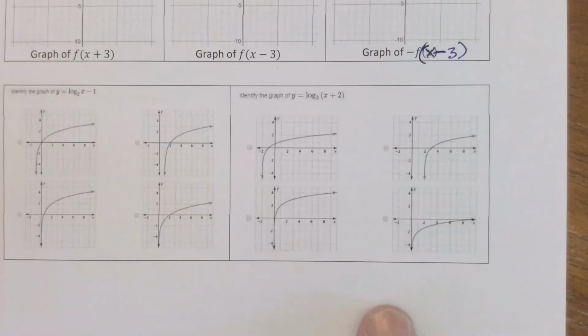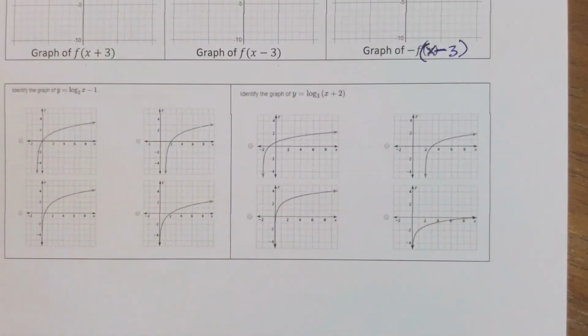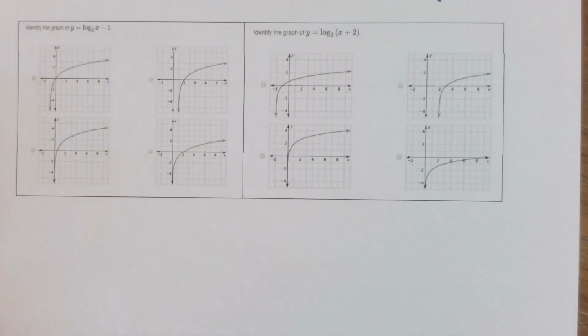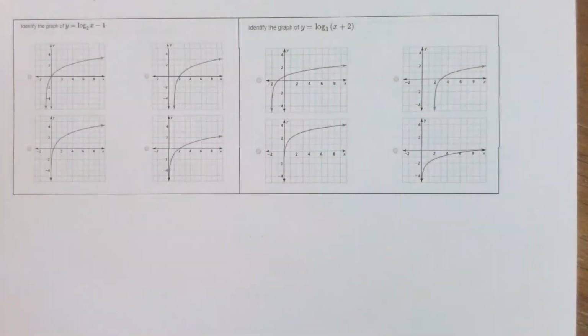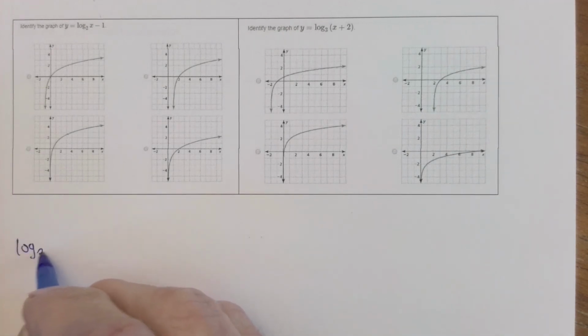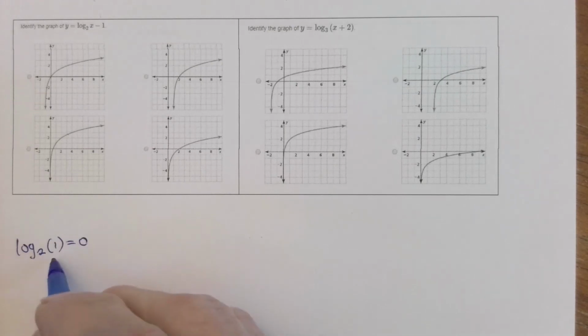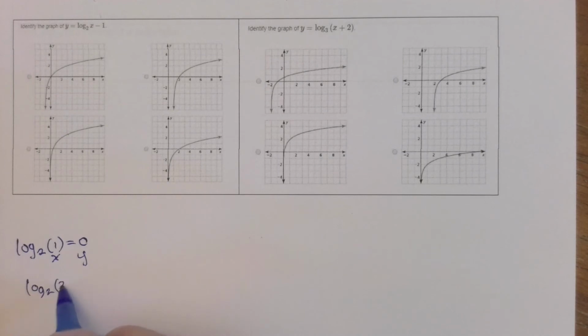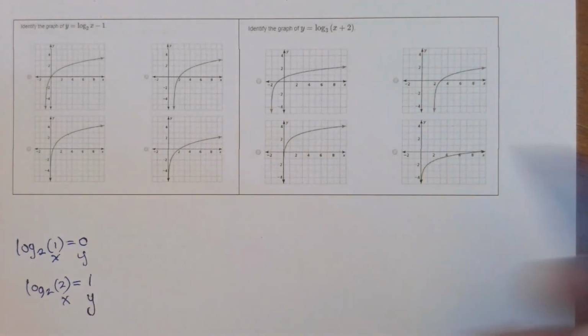All right. We have to identify the correct graph for base 2 log of x minus 1. What I would recommend is make sure you understand what a base 2 log looks like. So a base 2 log should have some points on it like this. The base 2 log of 1 is 0. So that's an x, that's a y. And the base 2 log of 2 is equal to 1, because 2 to the first power is 2. So you go up there and you look for a graph that's got the point 1, 0.